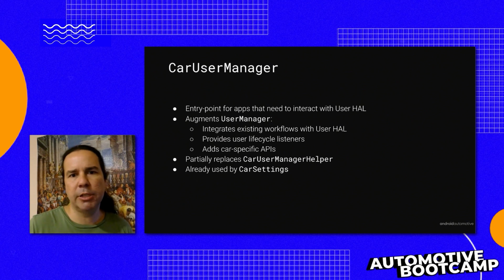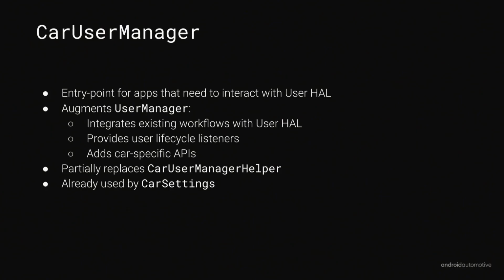If you're familiar with the CarUserManagerHelper, it's pretty much the same idea, but slightly more sophisticated. In fact, the CarUserManagerHelper is still available, but long term everything is going to be moved to CarUserManager or some other places. Also, most of these APIs are already used by car settings. Car settings is already calling switch user, remove user, and create user through this new API. It doesn't use the user identification association yet, but the other ones it does. So you can look at how car settings works if you want an example.